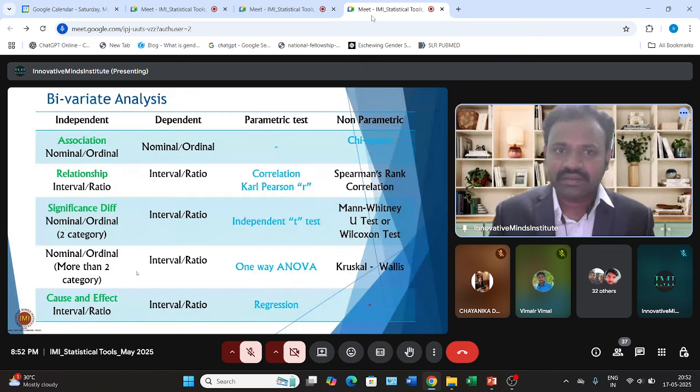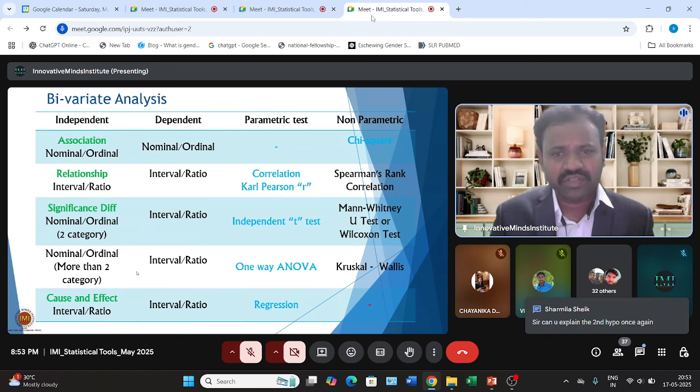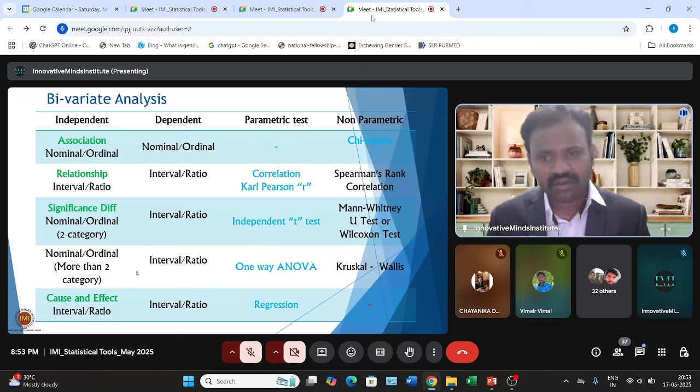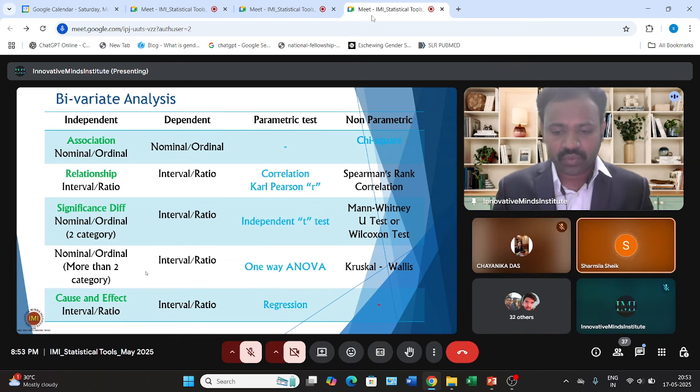By default, chi-square test falls under the category of non-parametric. But in other cases, if you are doing the correlation, please check carefully whether your data fulfill the assumption called normality. If it is fulfilled, go ahead with Pearson to check the correlation. Otherwise, you can check the correlation using Spearman's rho, which is called Spearman's rank correlation.